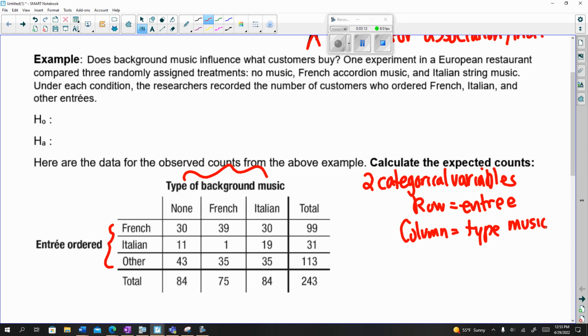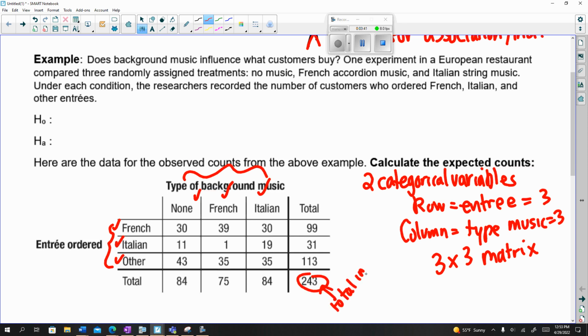So if you look without the totals, there are 3 rows, French, Italian, and other. And there are 3 columns, none, French, and Italian. So this we call a 3 by 3 matrix, or a 3 by 3 two-way table, where there are 3 rows and 3 columns, again without the totals. Now notice if you look on the bottom right, they do have all the totals, and the total in the sample is on the bottom right, and that was 243. So just to reacquaint us with a two-way table, remember there's a row variable, a column variable, and then there's a total on the bottom right. We can find the probability of the row, the column, or the total.